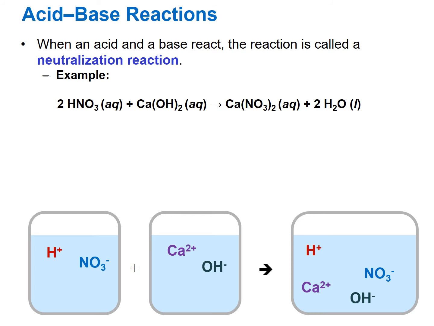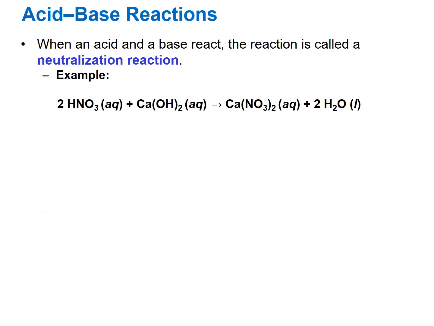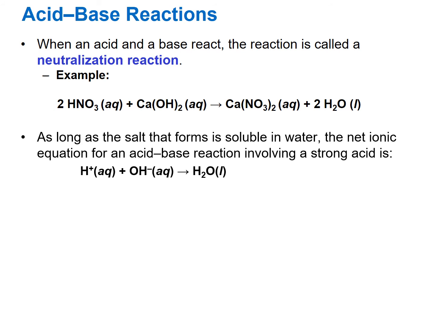So what ends up happening is that the calcium can maybe come over here and hang out with the nitrate, and the hydroxide can come over here and hang out with the hydrogen ion. And what we've done is we've created water, which is a liquid, and calcium nitrate. So that's how that works. So as long as a salt forms that is soluble in water, the net ionic equation for an acid-base reaction can simply be a hydrogen ion and hydroxide ion coming together to create water.